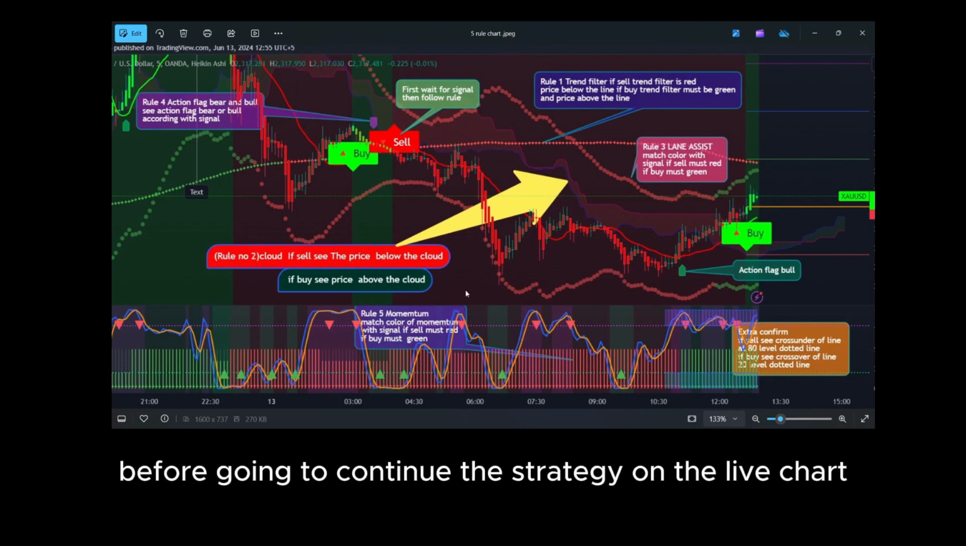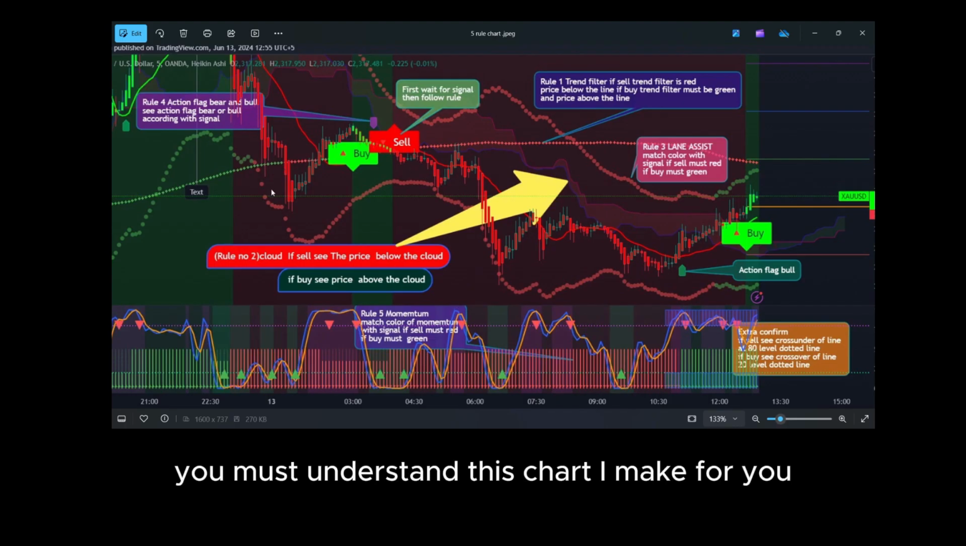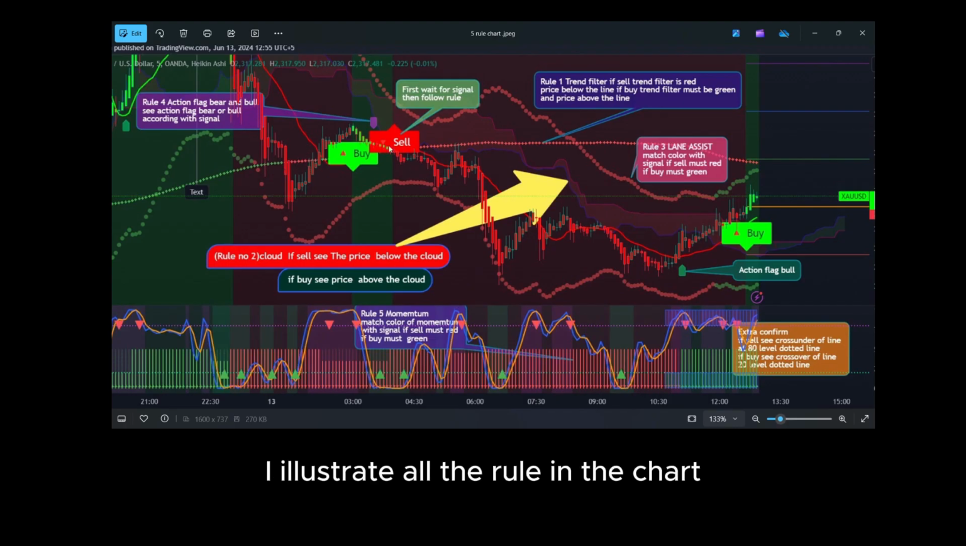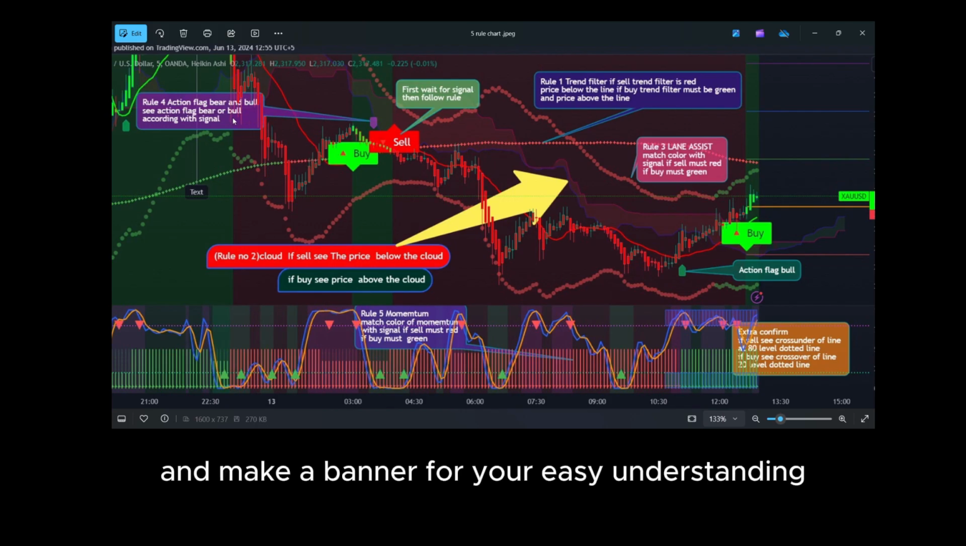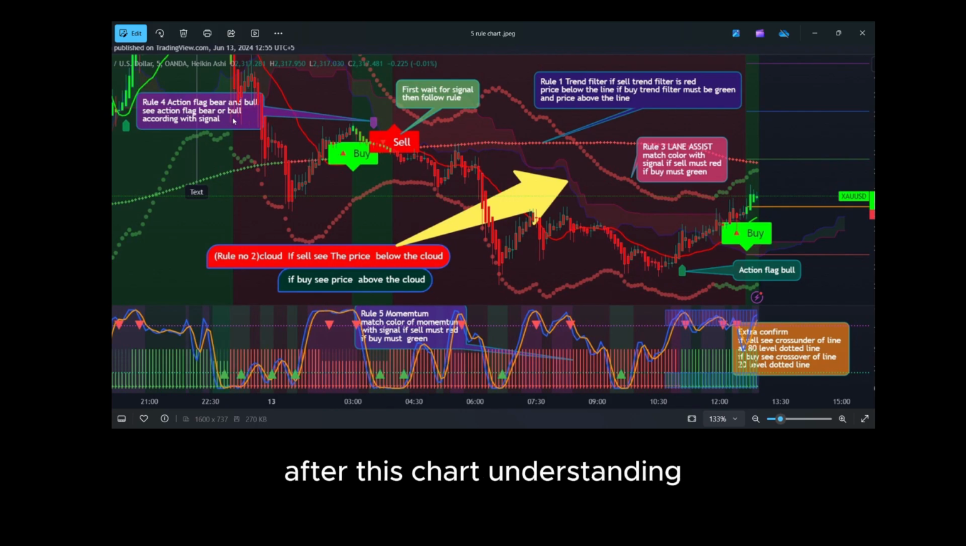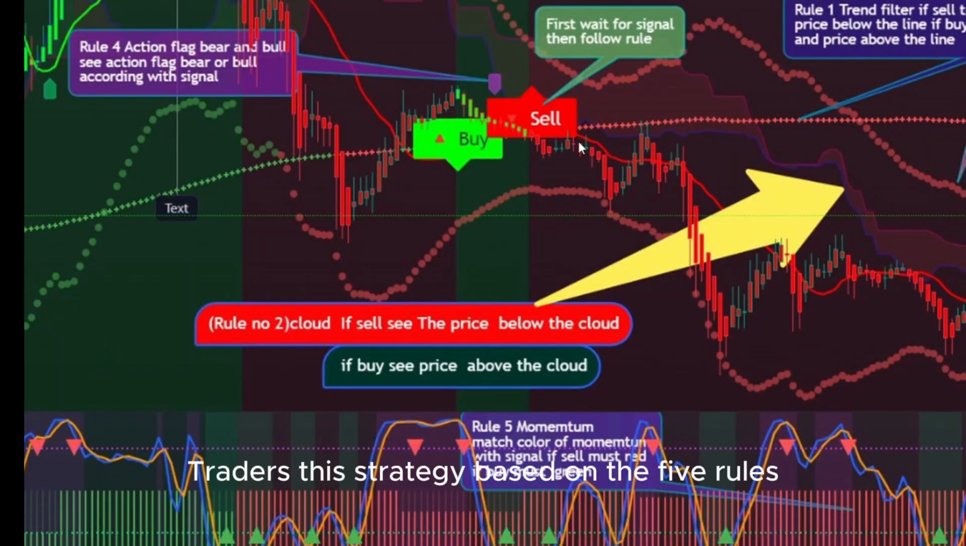Traders, before continuing the strategy on the live chart, you must understand this chart I have made for you. I illustrate all the rules within the chart and make a banner for your easy comprehension. After this chart's understanding, you will easily understand the live market. Traders, this strategy is based on 5 rules. Let's go through each one.